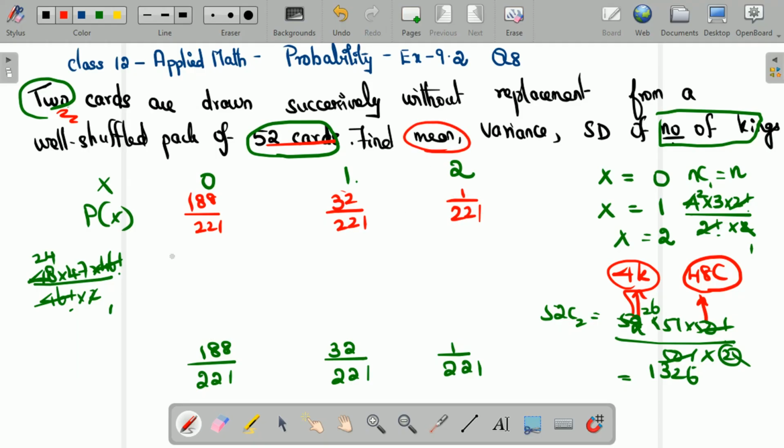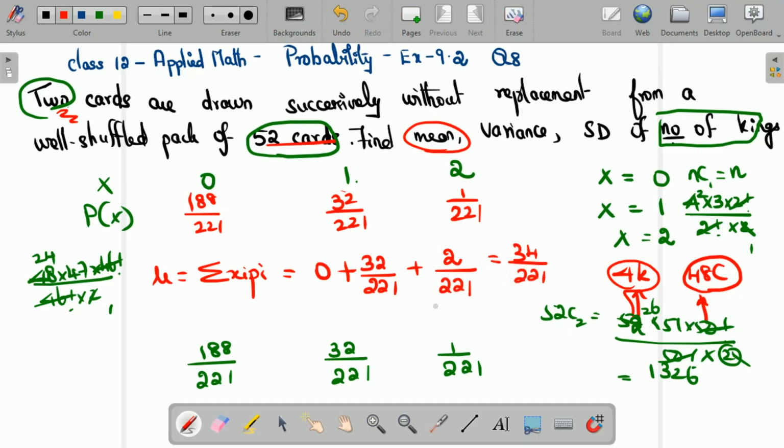Now let's compute the mean. So mean mu is going to be equal to sigma xi pi. So in which case we multiply the x value with its probability. So 0 into this expression is either way 0, plus 1 into this is 32 divided by 221, and finally this will be 2 into 1, so 2 divided by 221. So this is 34 by 221 which is equal to 2 divided by 13. So the mean value is equal to 2 divided by 13.